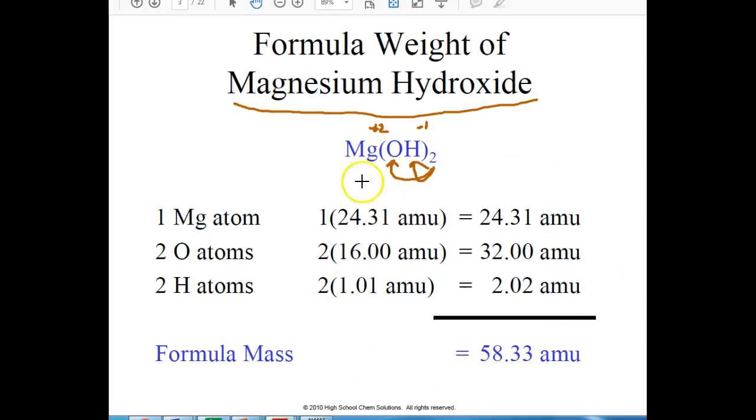So it's just that simple. You just take the mass for each one. You're going to multiply it if you have more than one. And then you just add them together. So the formula mass for magnesium hydroxide is 58.33 AMU. And that unit stands for atomic mass unit. So it's just the unit that we use when we're talking about the atomic mass or the formula weight.